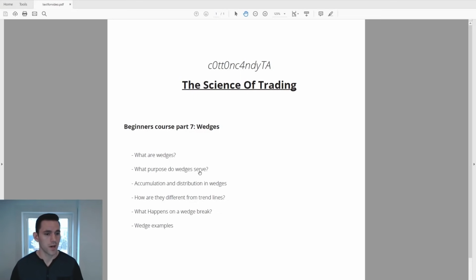What purposes do wedges serve? The dynamic movement of trend lines, accumulation and distribution in wedges. You can see that there's accumulation and distribution in wedges, just like there is in levels, just like there is in all charts. How do they differ from trend lines? We answered that one already. What happens on a wedge break? As a wedge breaks, it's forcing a move. It's forcing a point where there's going to be action of some type, up or down, based on how that wedge is breaking. And the wedge examples we went over, I think, in pretty good detail. So I think that's it for this one, guys.